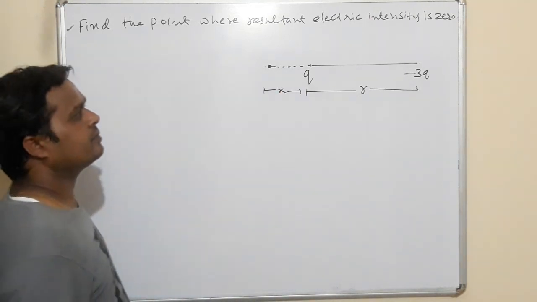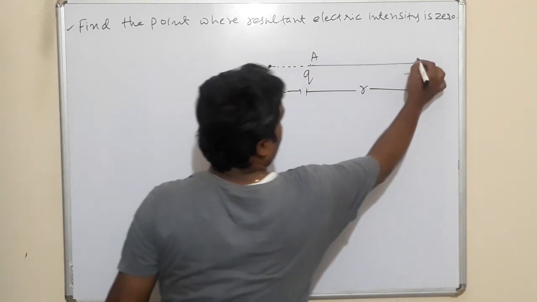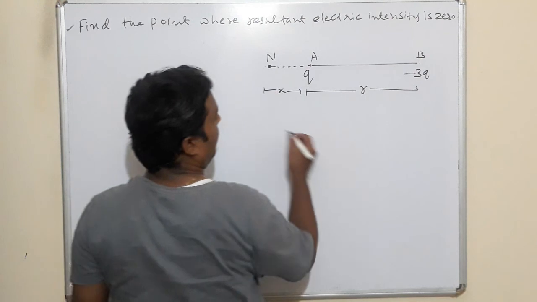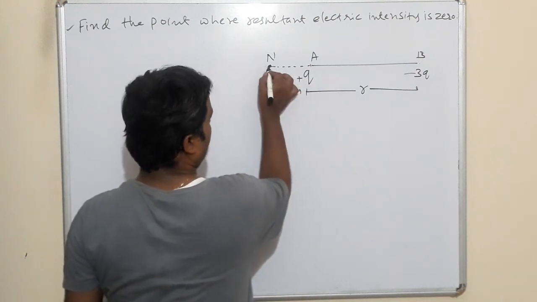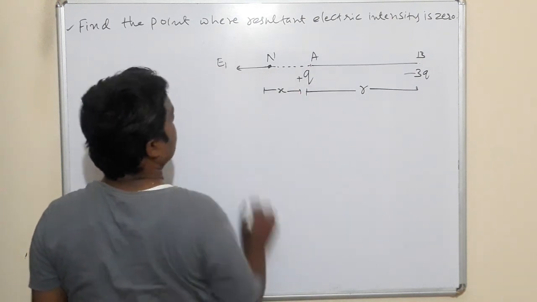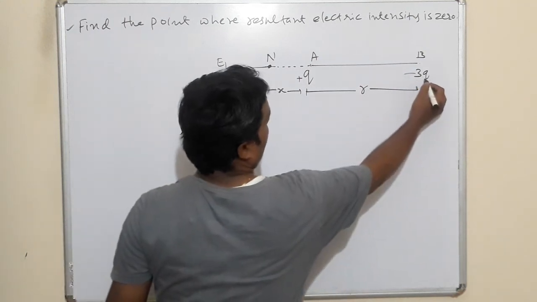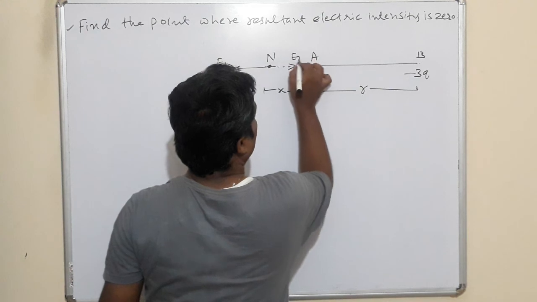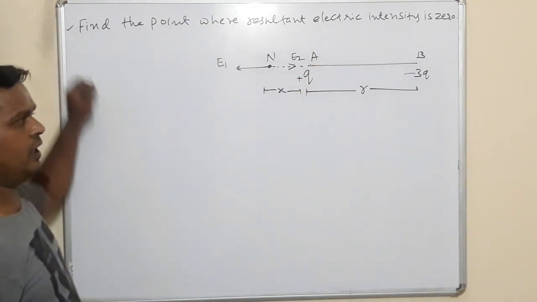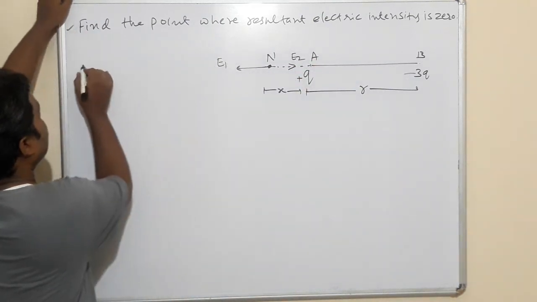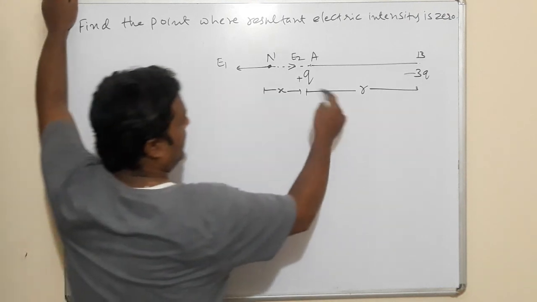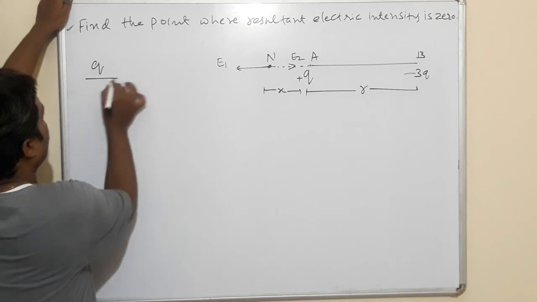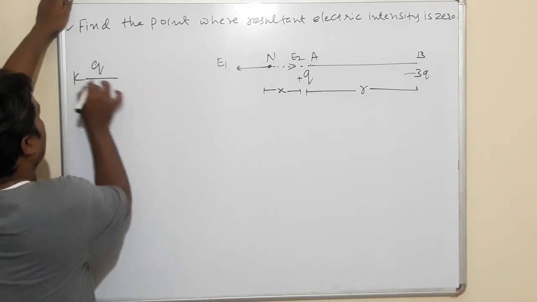Then this is existing at A, this is existing at B. Let us take this point as N. Electric field due to this plus charge will be in this direction. Let us take it as E1. Electric field due to this charge will be towards the charge. Let us take it as E2. At this point both the fields must be equal. Then what can you write? Simple condition. What is the electric field due to this charge at this point? It will be Q divided by X square, with 1 by 4 pi epsilon naught.